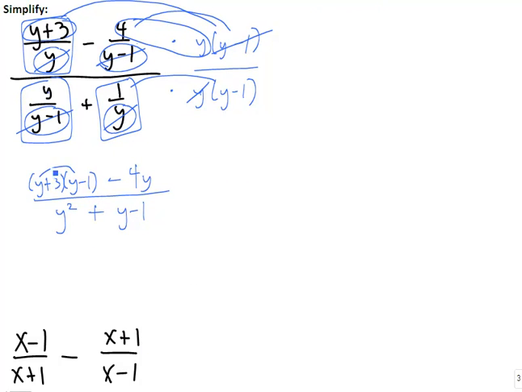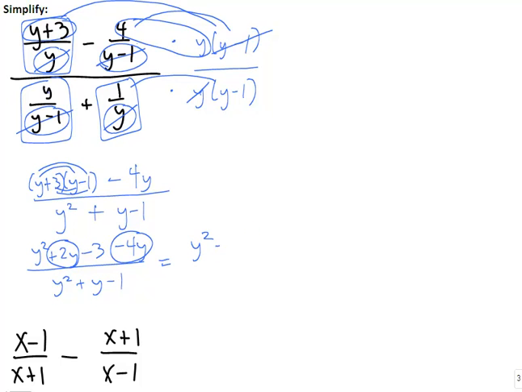So if we FOIL out the top here, we're going to get a y squared, we're going to get a 3y and a minus y, which reduces to a plus 2y, and plus 3 times minus 1 is negative 3. And I'm going to bring down my minus 4y. So all I did there was FOIL. And now we just want to combine some like terms here on top. We're going to get y squared. 2y minus 4y is negative 2y. And then we have that minus 3.